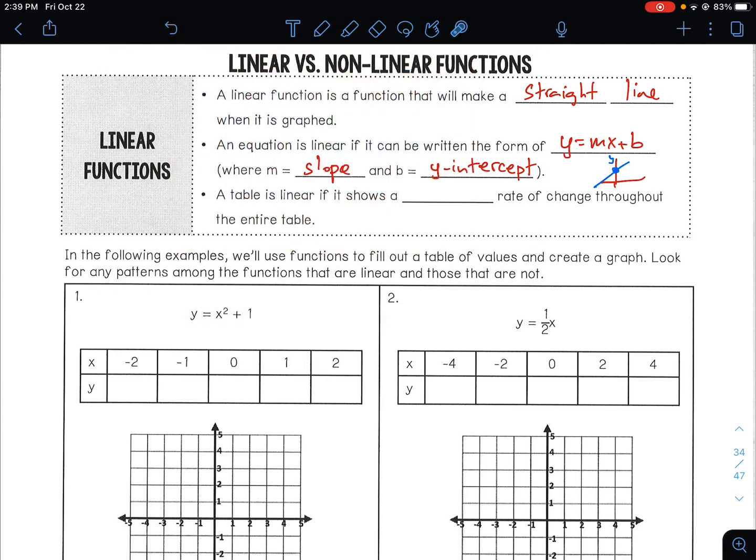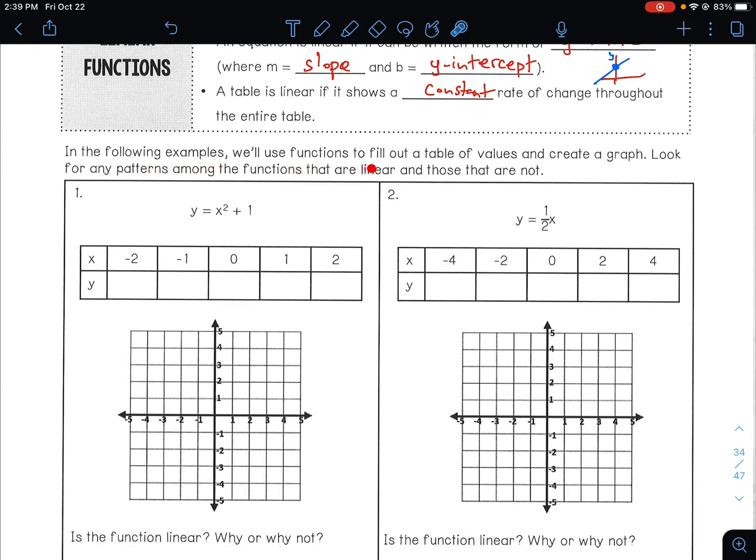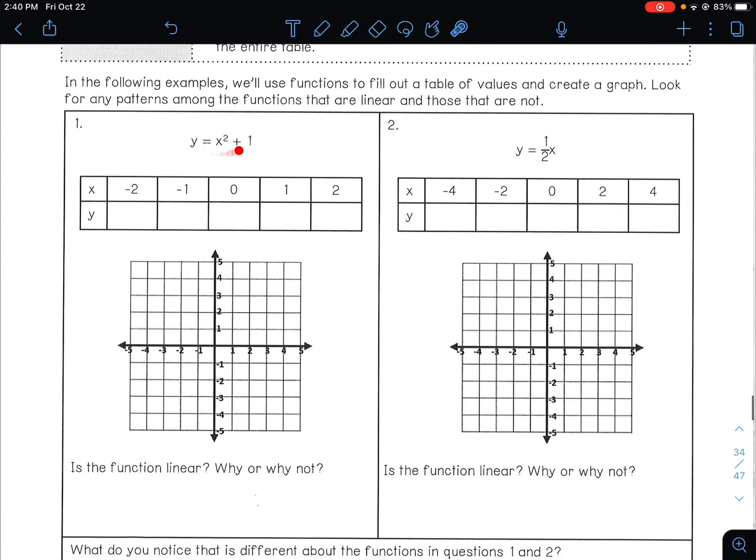Also, a table is linear if it shows a constant rate of change throughout the entire table. So we're analyzing linear functions in a graph, an equation, and in a table or set of ordered pairs. In the following examples, we'll use functions to fill out a table of values and create a graph. Look for any patterns among the functions that are linear and those that are not. So we've got our equation, our table, and our graph.